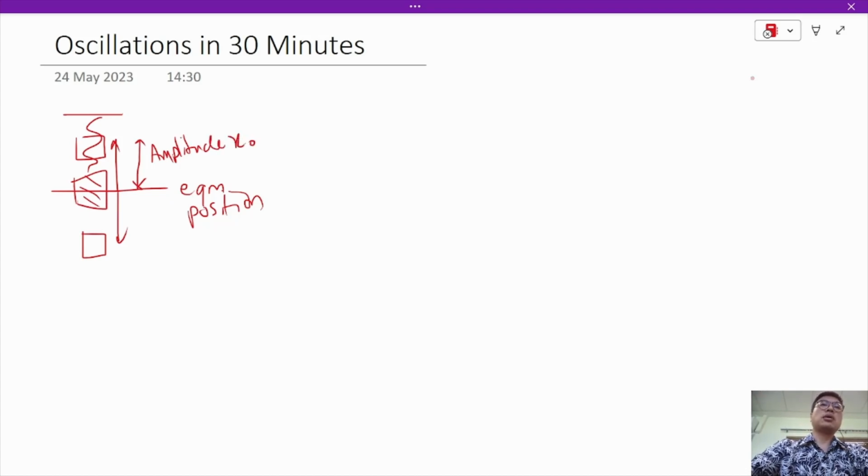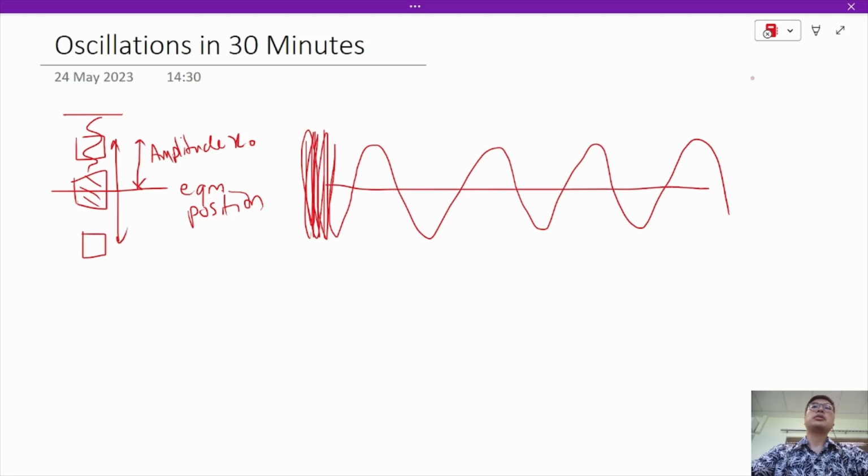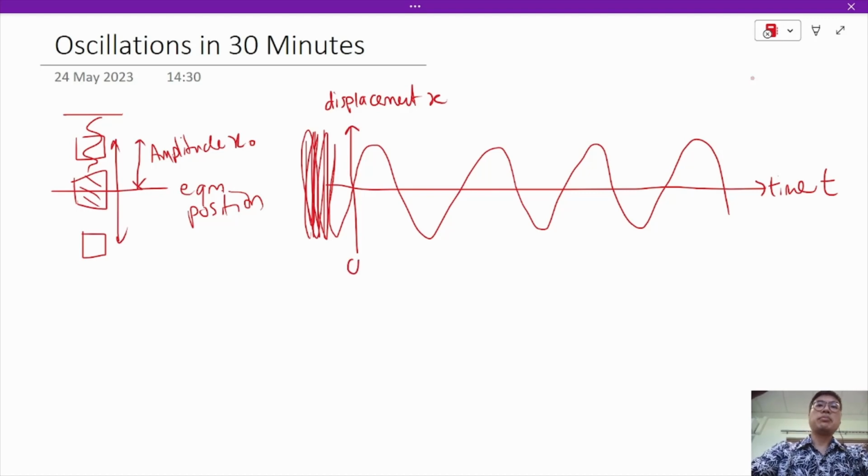So this thing is going to go up and down, up and down, up and down. Now if we drag out this motion in time, this is what we're going to get. This is called the displacement with time graph. This axis is time, and the top is displacement. Displacement is given the variable x, and time is given the variable t. In this case, we started the stopwatch at t equals 0, when the mass was halfway and going upwards.